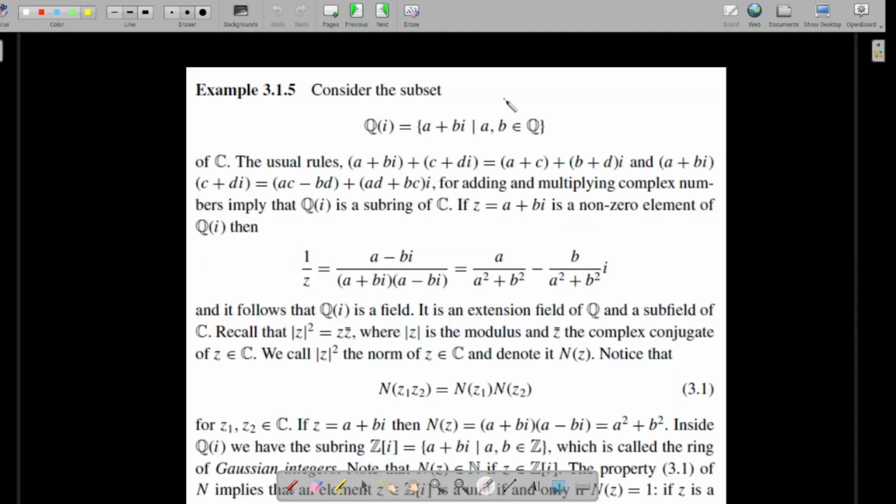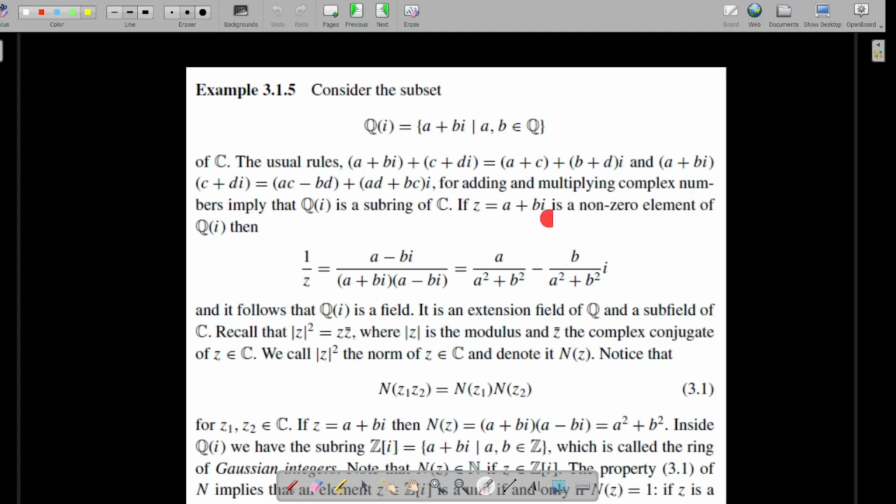Another example again, consider the subset Q of i equal to the set of all a plus bi such that a, b belong to Q. Actually, this is a subset of the set of all complex numbers, because a complex number C contains a plus ib such that a, b belong to R. Okay, so here we are taking only elements a plus bi such that a, b belong to Q. And we are defining the addition and multiplication of elements of Q of i as usual. That is, we are adding the elements component wise and multiplying in this way. And you can easily see that this Q of i is a subring of C with respect to this addition and multiplication of elements.